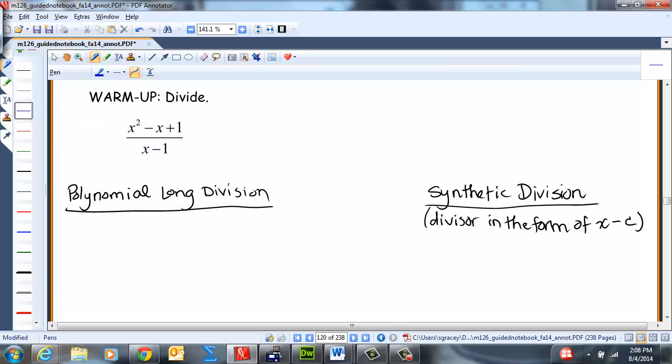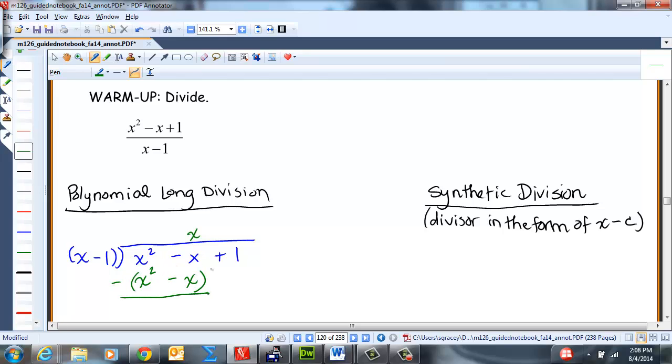So here we go. So polynomial long division, we are dividing, our divisor is quantity x minus 1, so you might want to put parentheses around that. And then the dividend is x squared minus x plus 1. I'm looking for x times what number is x squared. So the answer to that is x. And then you have to distribute that x throughout the divisor x minus 1. So you'll be getting x squared minus x, and then you're going to subtract that whole quantity.